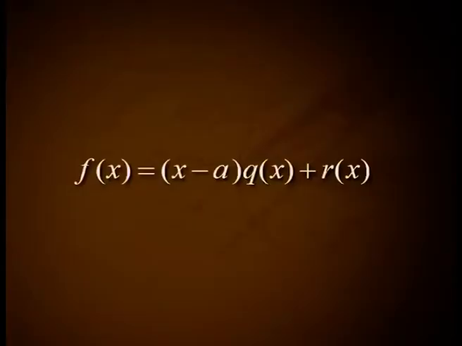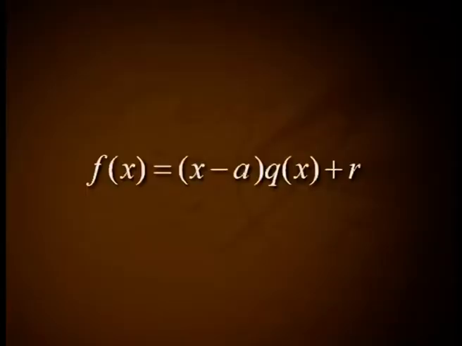Proof: taking g of x equal to x minus a in Theorem 2, we have f of x equal to (x minus a) into q of x plus r of x, with the degree of r of x less than the degree of x minus a, that is, the degree of r of x is 0, so that r of x is a constant, say r. Then f of x equal to (x minus a) into q of x plus r. Substituting x equal to a in the above equation, we get f of a equal to r. This completes the proof of the theorem.